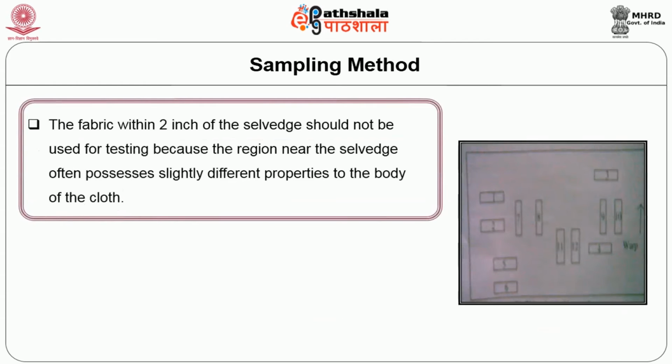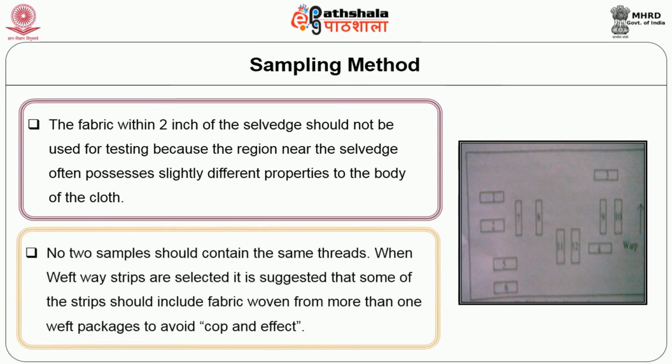The sampling method. The fabric within 2 inches of the selvage should not be used for testing because the region near the selvage often possesses slightly different properties to the body of the cloth. No two samples should contain the same threads. When weft strips are selected, it is suggested that some of the strips should include fabric woven from more than one weft package to avoid a carpet effect.